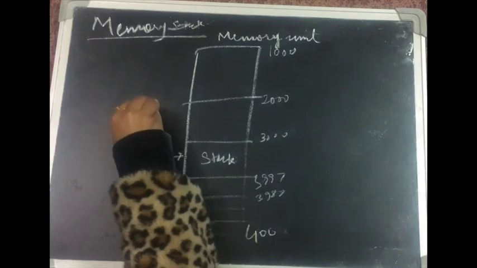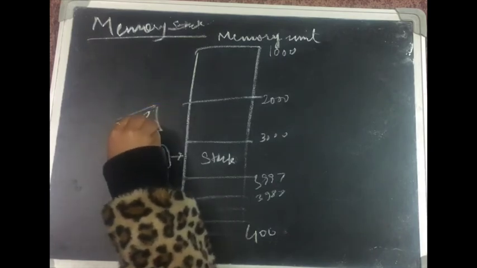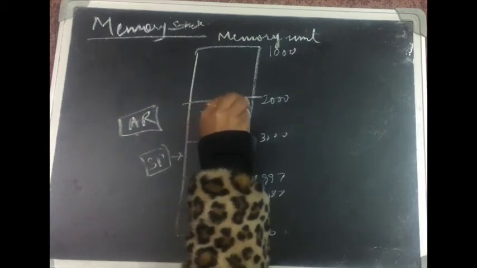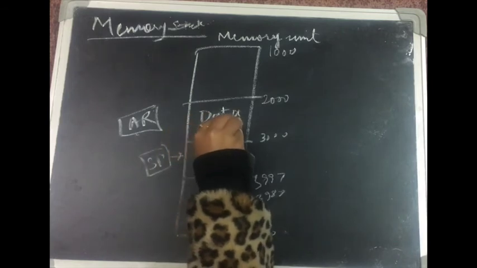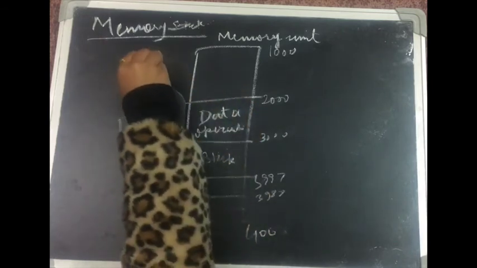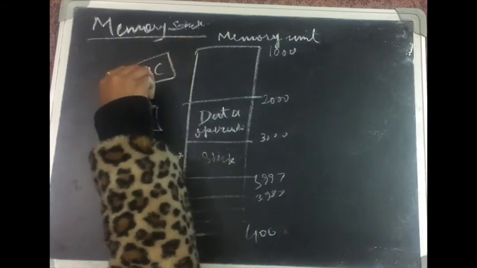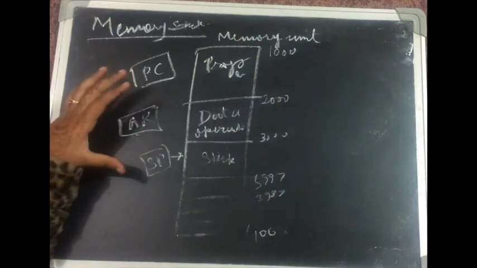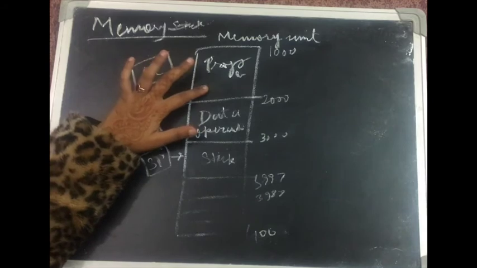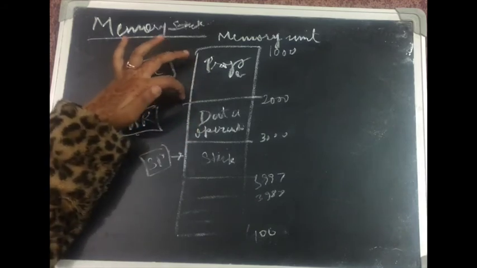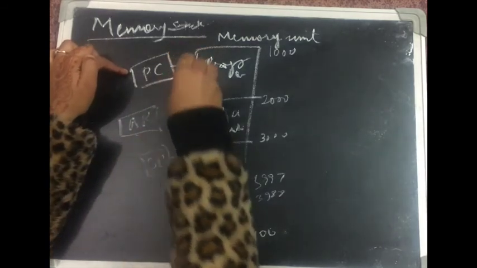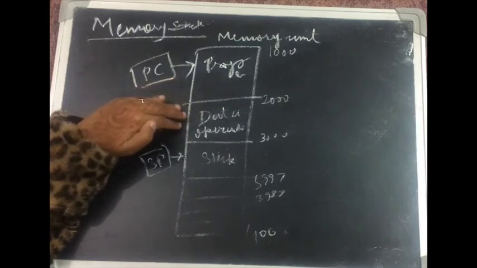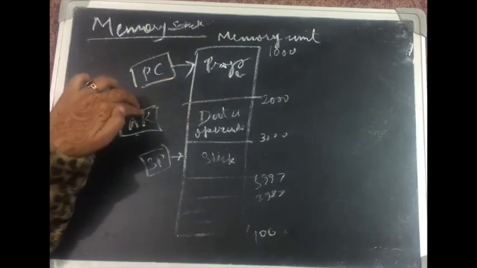Then what is AR? AR is the address register, that points to the array of data. Here the data or the operands are present. And PC is the program counter that points to the next instruction. So here the program is present. So my memory unit is divided into three parts. The program, the flow of which is decided by the PC, the program counter. Then we have the data and the operands, which are fetched into the program or from the stack with the help of the AR, that is the address register.